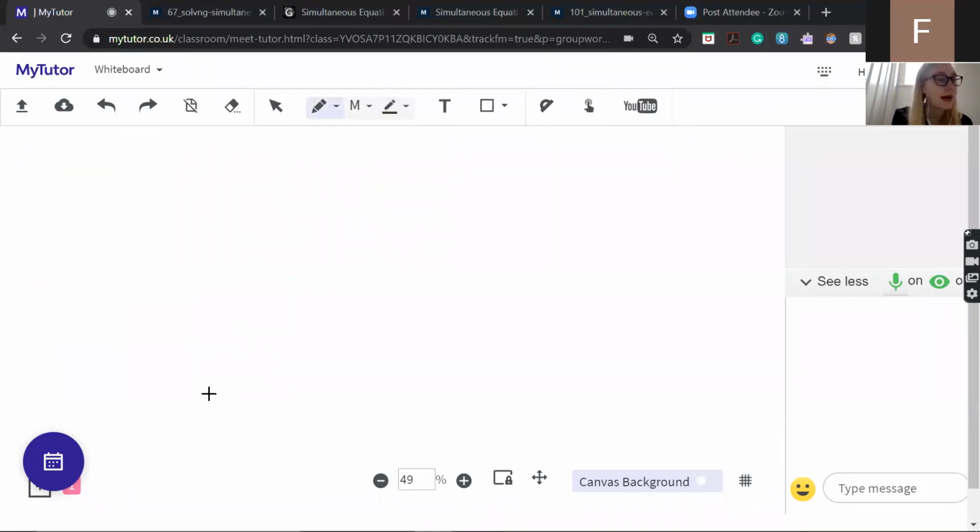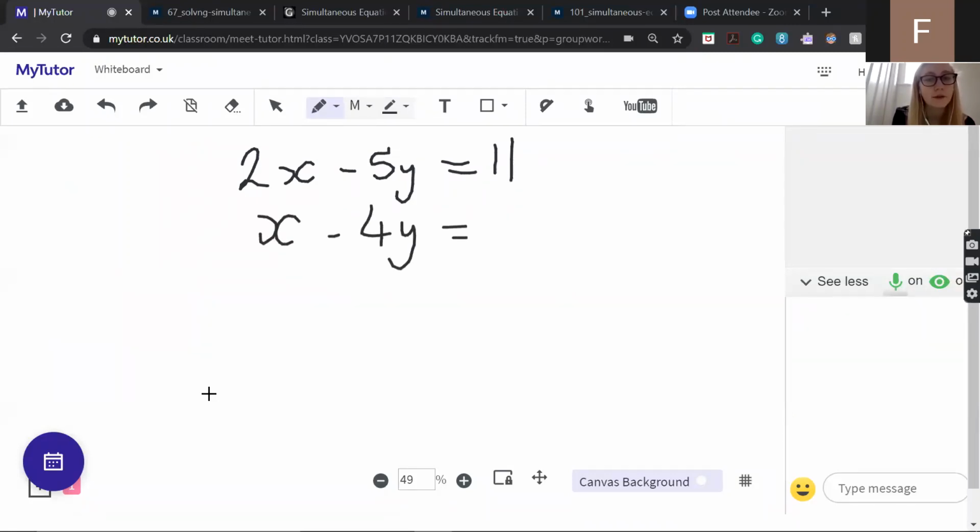So let's have a look at this one. 2x minus 5y equals 11, and x minus 4y is equal to 4. Now this one looks a bit trickier because we can't immediately see what to do. With our first one we had two values that were 3x, so we could just subtract one from the other. Here we can't really see what to do. So what we're going to have to do is manipulate these equations a little bit ourselves, play around with them so that we can cancel something.